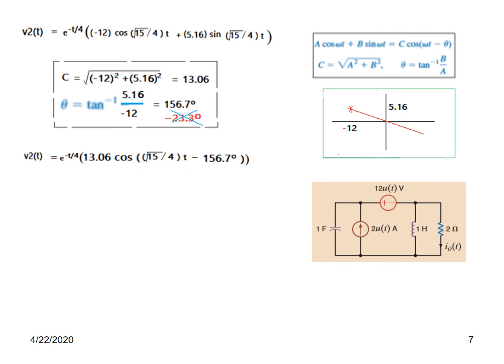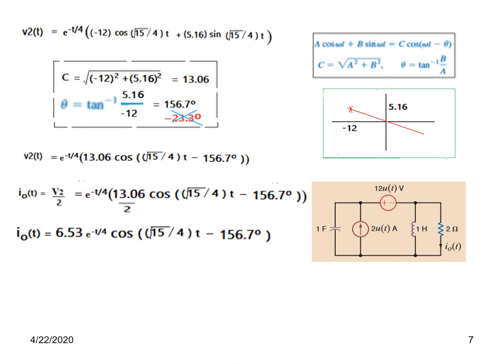Now if you look at this circuit, we have found this voltage, we need to find this current, so this will be the voltage divided by the 2 ohm resistance. So current io(t) will be voltage divided by 2, and so this is the final answer that we should get, and this is what we have in the book answer given. So I hope this gives you an idea how to solve this problem, although this is actually 2 problems in one. Thank you.